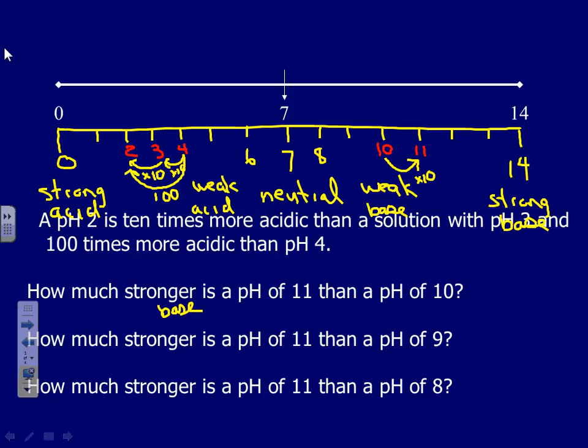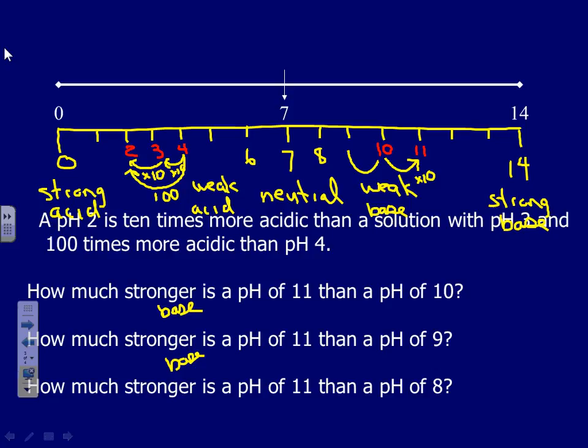11 than 9. So now, how much stronger is the 11 than 9? So I've got my 9, there to there, then there to there. How much stronger is that base in a pH of 11 than it is a pH of 9? How much stronger?